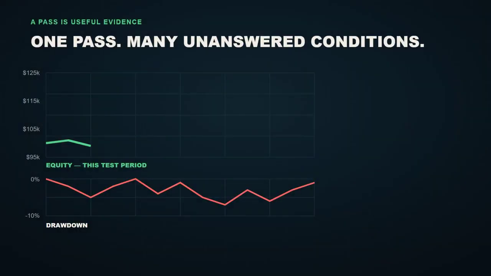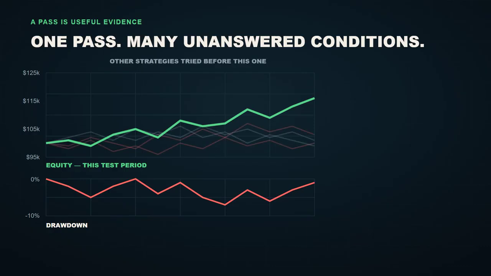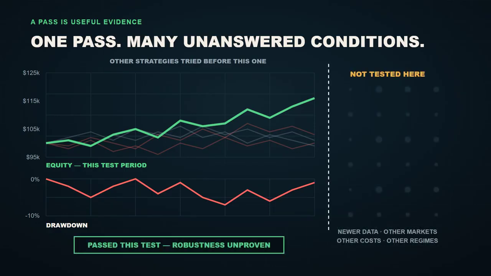Suppose the unchanged strategy passes. Its test period equity rises, drawdown stays tolerable, and contributions are not carried by one isolated burst. That is real evidence. It says the development result was not confined to the exact history that shaped the idea. But it is still one path through one mix of market conditions. Studies of backtest overfitting warn that a single test period can be noisy and can ignore how many alternatives were tried before the winner arrived.